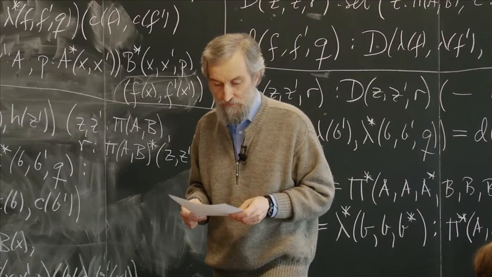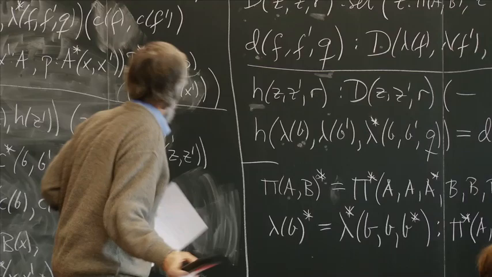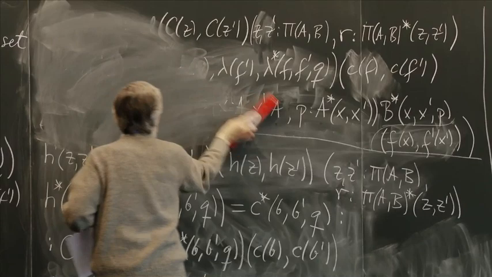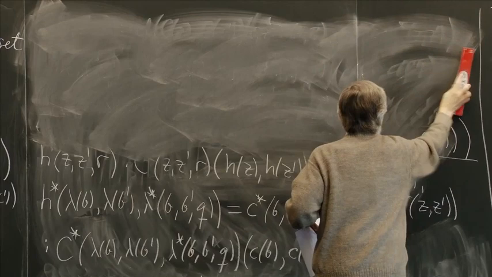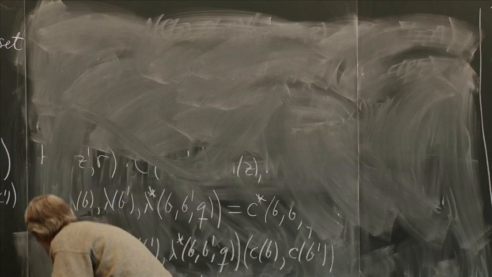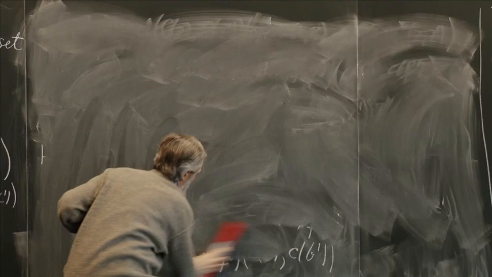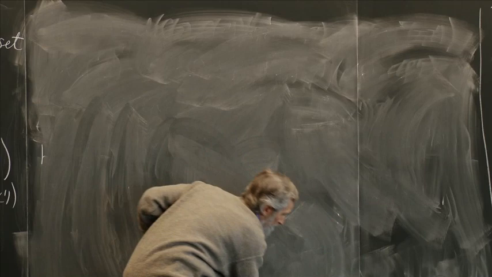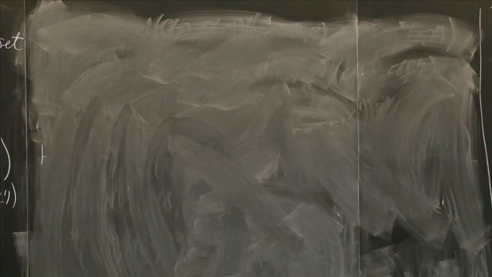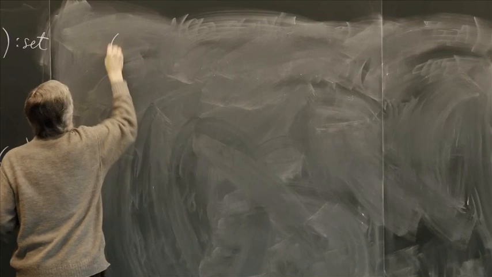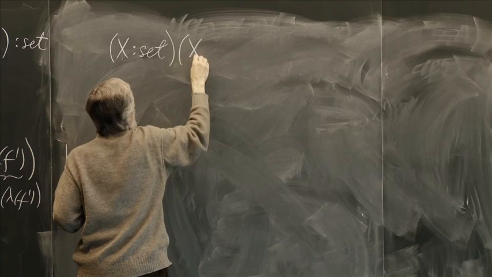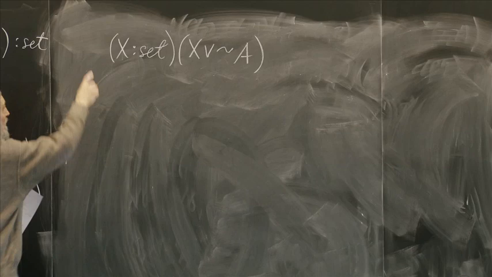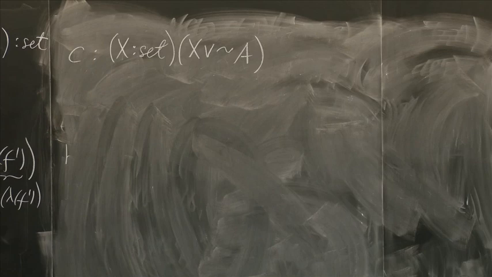So the law of excluded middle in type theory. The usual formulation of the law of excluded middle in type theory is to say that the type, say, X in set, X or not X, is inhabited. So this is an axiom, which is to say we should have a constant for this. We could call it EM, perhaps, for excluded middle.